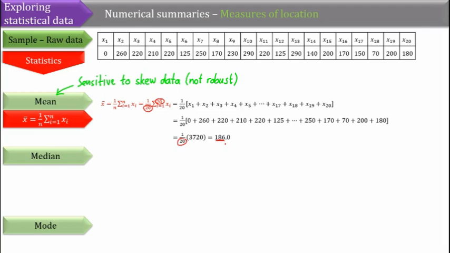So we're adding up the values, dividing by 20, and we get 186.0. Right, so this is my average for the data set. Right, next one is the median.